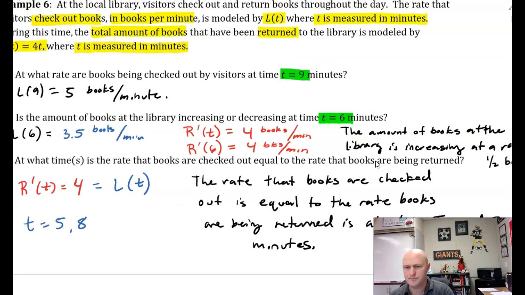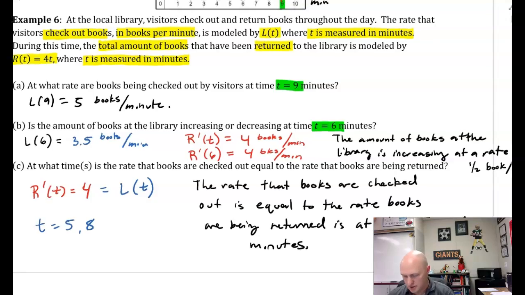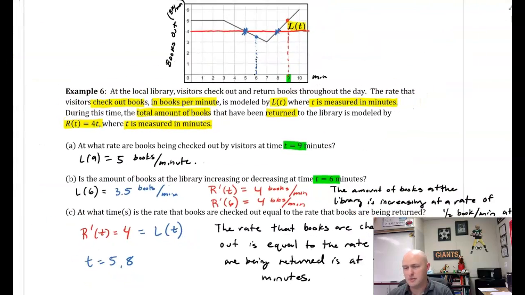There you go. All right, hey, we answered a whole bunch of questions on this about rates in context. It's important to remember to talk about the rate, what it means in context, not just in terms of y values, but in terms of x values or t values, at what time, and then also indicate if a rate is increasing or decreasing.